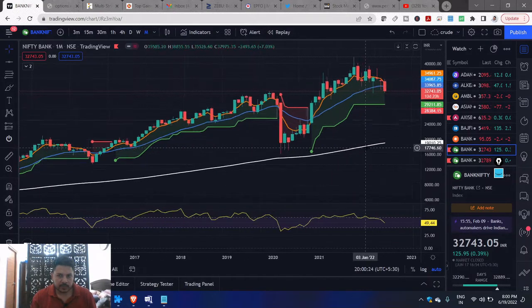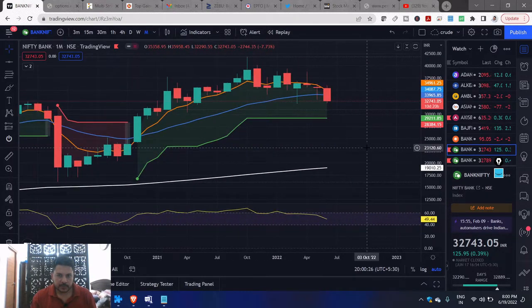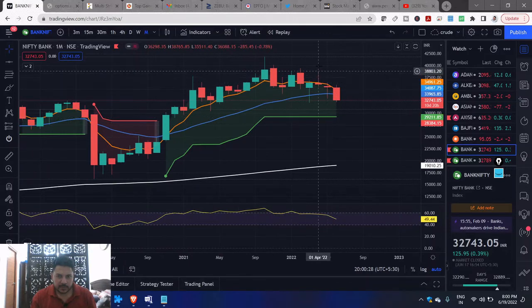This is a monthly time frame chart, so you can see that monthly Bank Nifty tried to make a new high in the month of April, and then it failed from there. The selling has started from here, and there was also a lot of buying which has come from.